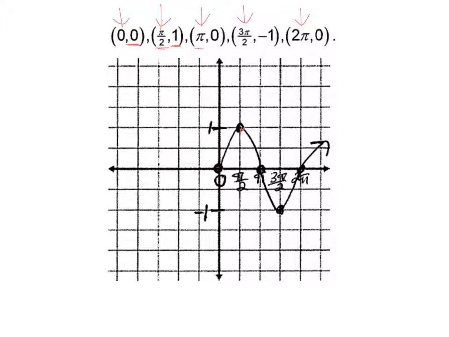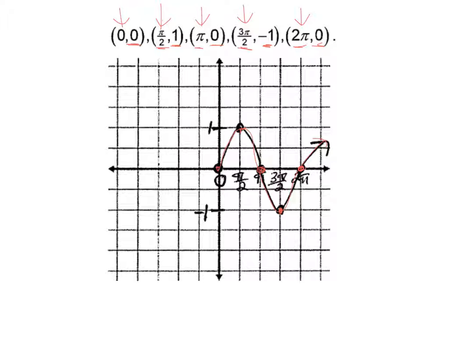When we are at pi, the sine value is 0, so that's the third dot. When we're at 3 pi over 2, the sine is negative 1. That's the fourth dot. And when we're back around to 2 pi, the sine is 0, the last dot. So when we connect these, it makes a wave.